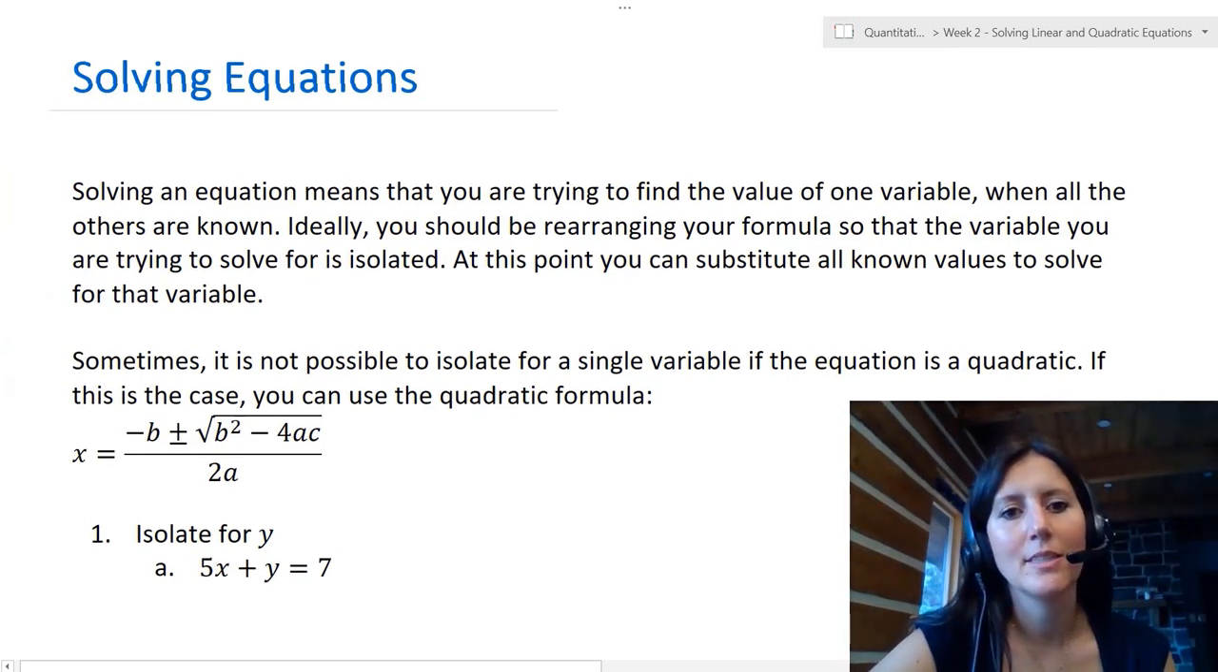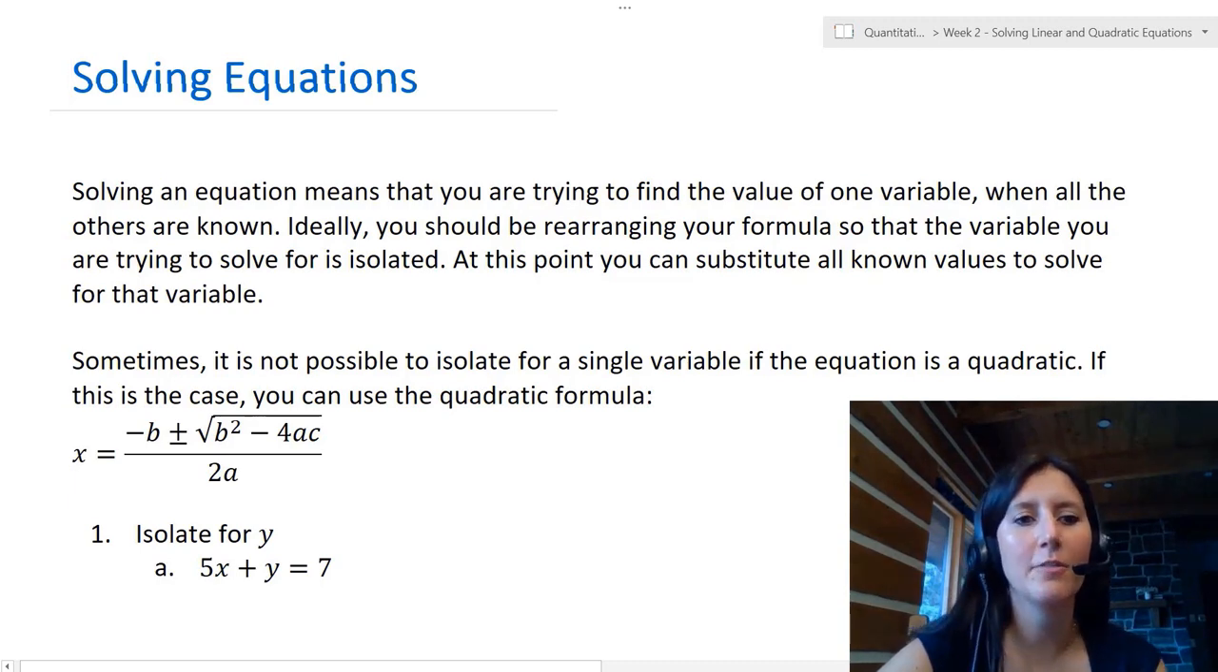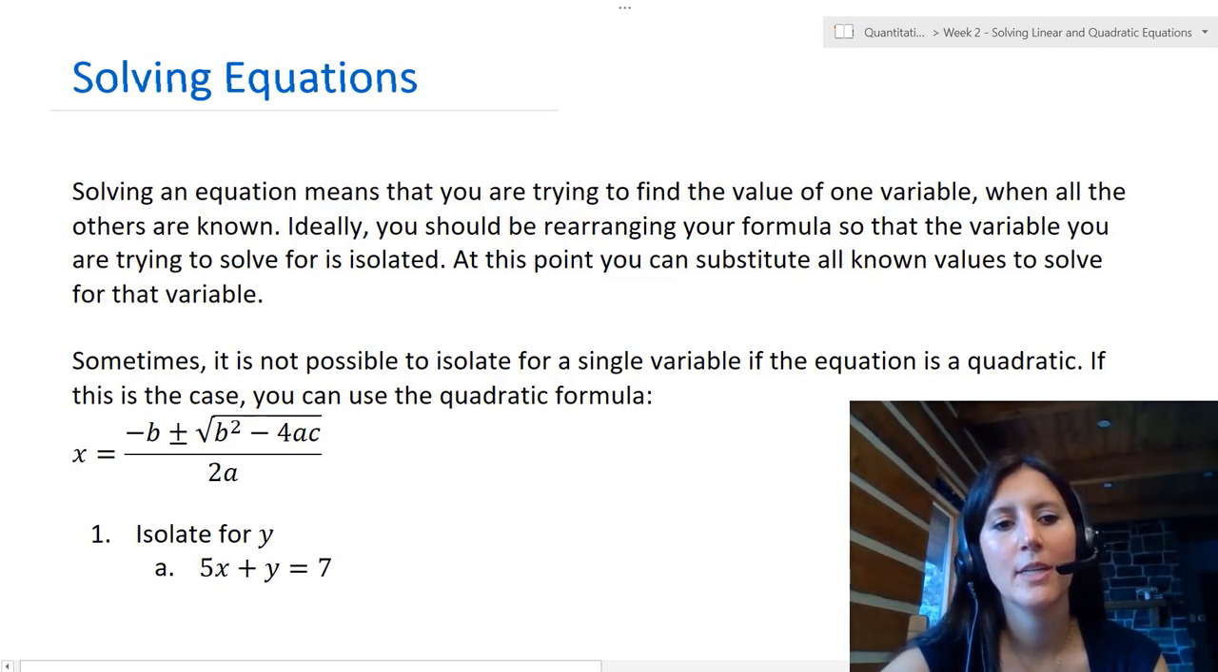Solving an equation means that you're trying to find the value of one of the variables when all of the other variables are known. Ideally, you should be rearranging your formula so that the variable you are trying to solve for is isolated. At this point, you can substitute all known values to solve for that variable.